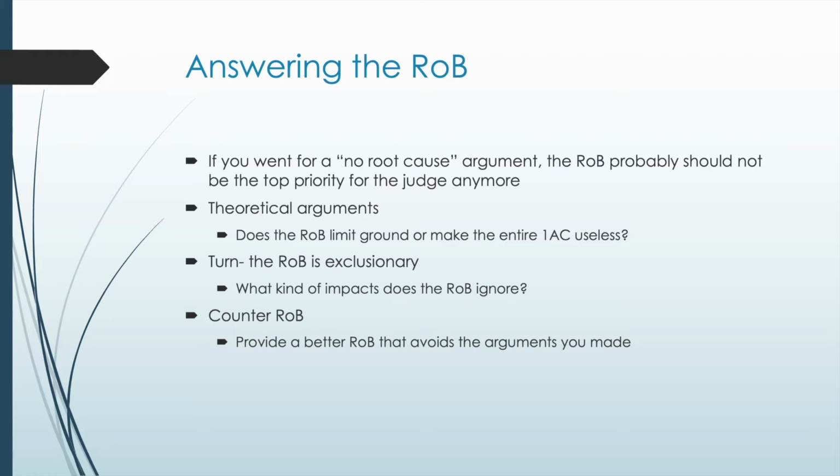You can also make an on-layer turn to say that the role of the ballot is actually exclusionary. So this kind of asks the question, what kind of impacts does the role of the ballot ignore? If your AFF, say, talks about ableism, and then the role of the ballot is just about queer discrimination, then you can say that it's probably a bad thing that the neg is essentially saying that ableist violence doesn't matter or shouldn't matter in the context of debate. That's probably a pretty persuasive turn against the role of the ballot.